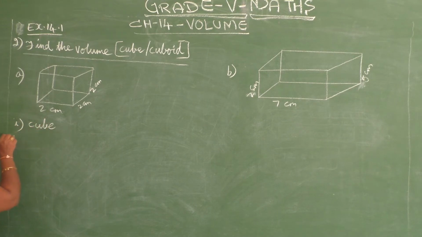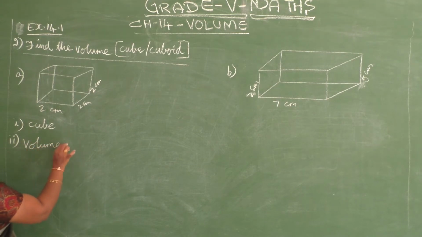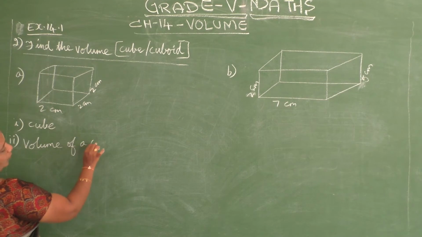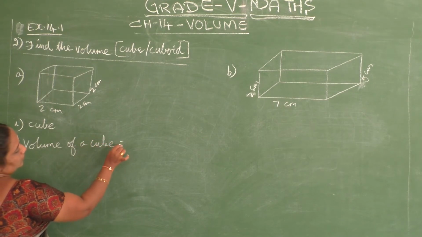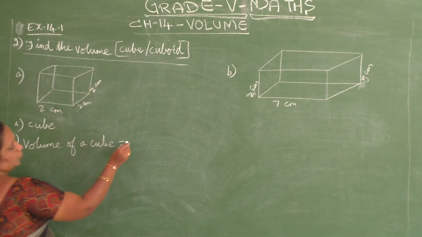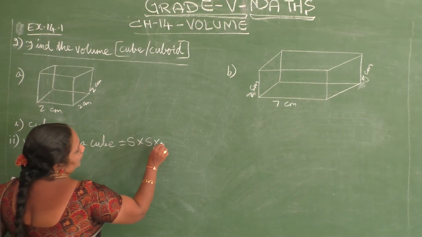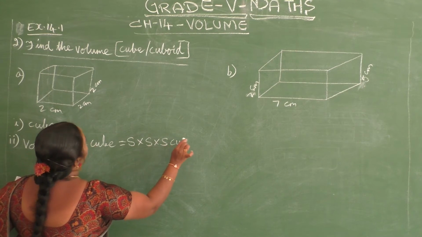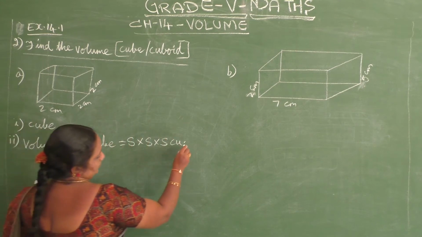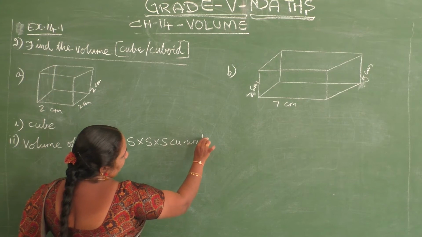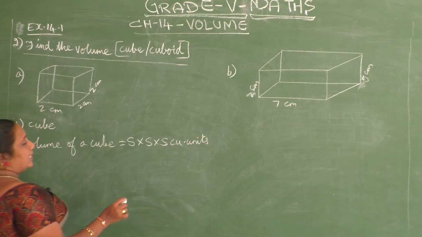Then the second thing, we have to find the volume of this cube. What is the formula to find the volume of a cube? Volume of a cube, what? Formula? What I told: side into side into side. That means S into S into S cubic units. Here they gave the unit as centimeter.